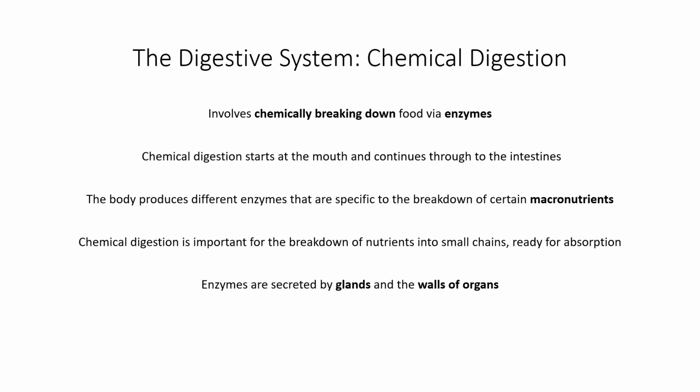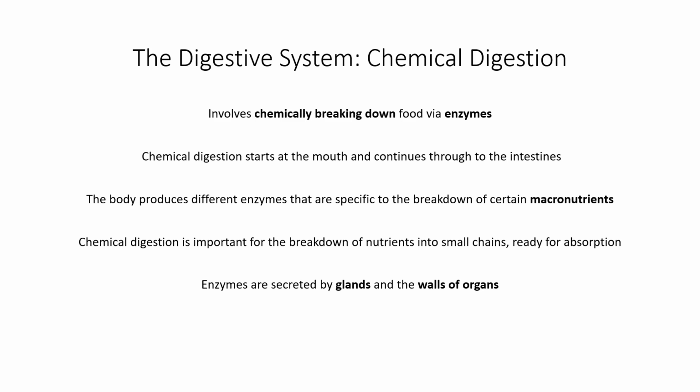The second type of digestion is called chemical digestion. Now, simply put, this involves chemically breaking down food via enzymes. Chemical digestion will start at the mouth and continue through to the intestines. Each component of the digestive system will secrete its own enzymes via different organs.